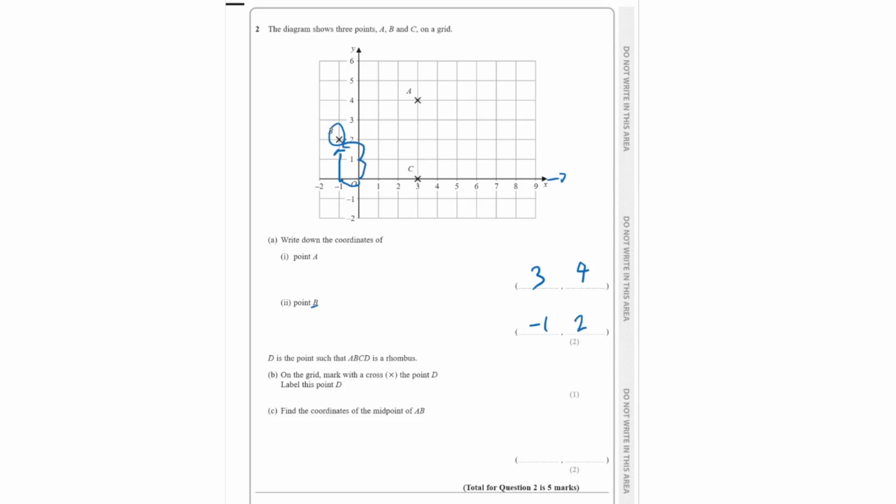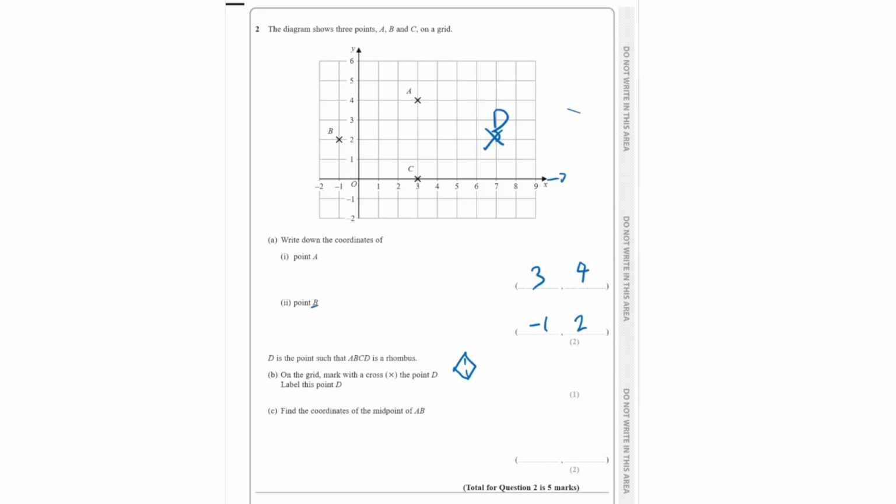D is on the point such that ABCD is a rhombus. On the grid, draw with a cross the point D. Label this point D. Okay, so a rhombus is another word for a diamond, and a diamond actually has a symmetrical line down the middle. What does that mean? That means the distance from B to A is equal to the distance from A to D. So D will be right over here. I'm gonna erase this, and this is D.